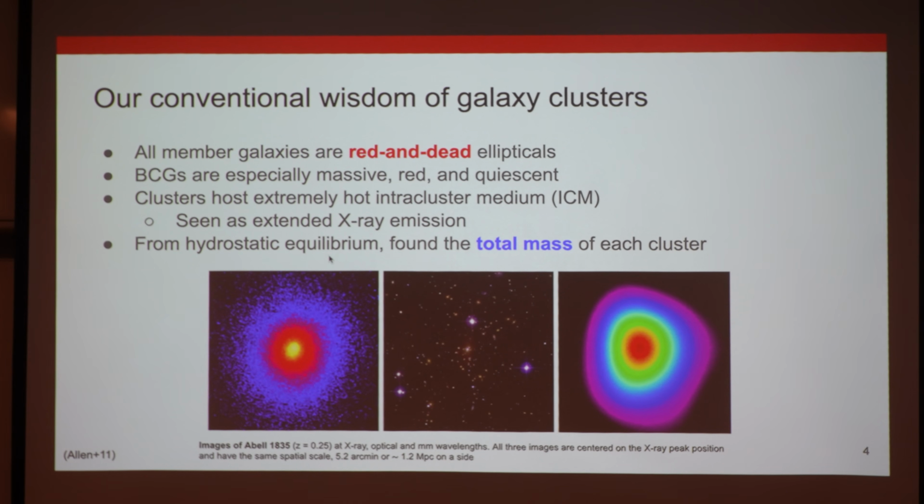Okay, and then from the hot gas, we know that the gas temperature of the ICM is roughly 10^7 Kelvin, so 10 million Kelvin gas.